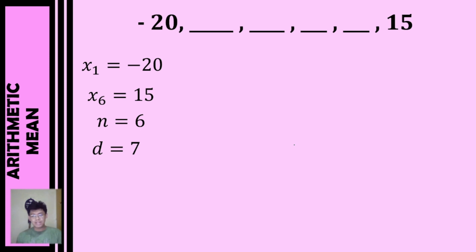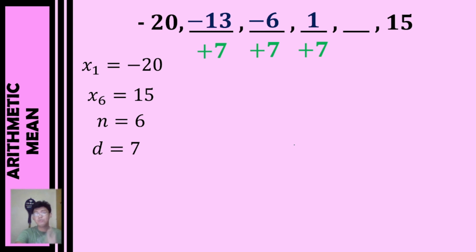Alright, now that we have our common difference, we know what to add to our first term to get our last term. So our common difference is 7. So negative 20 plus 7 will give us negative 13. Negative 13 plus 7 will give us negative 6. Negative 6 plus 7 will give us 1. And 1 plus 7 will give us 8. And 8 plus 7 will give us 15.